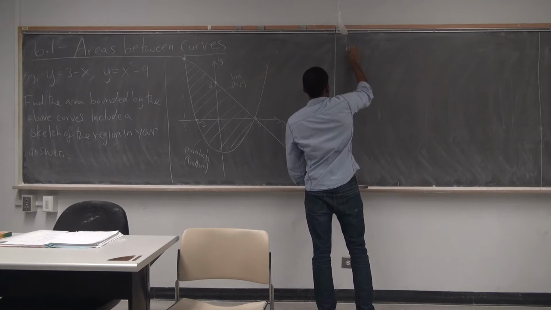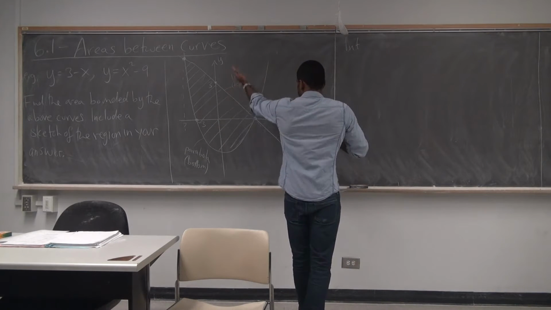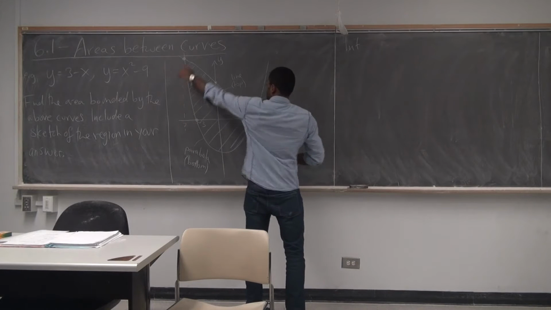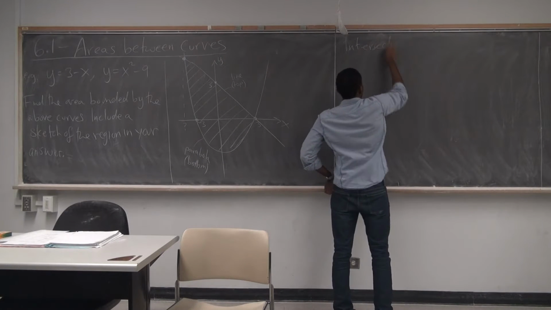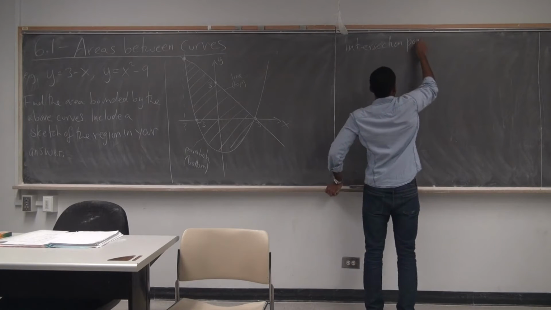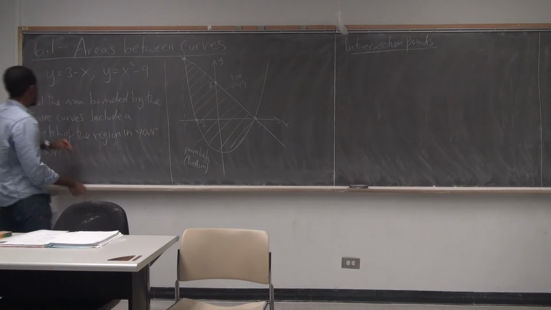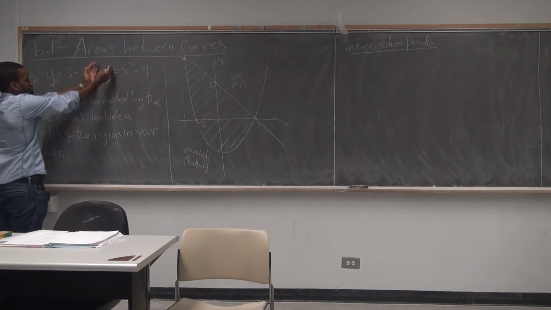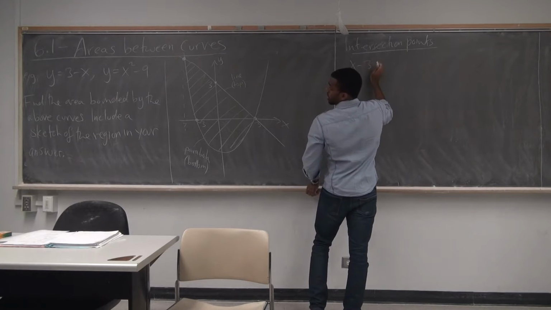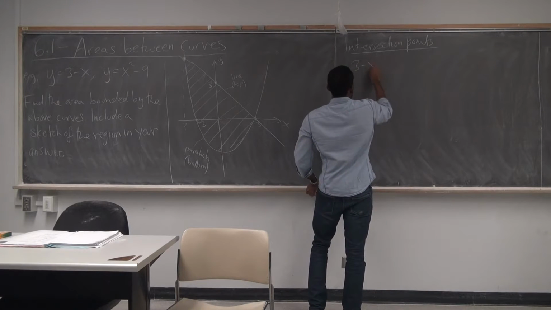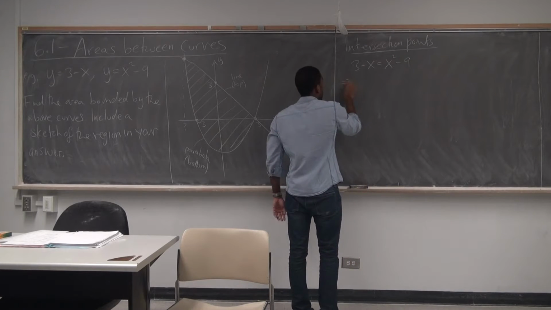So once you have a sketch, the sketch tells you who's the top and the bottom. Now you need to find the limits. You know the limits are where they intersect, so you find the intersection points, which basically means you're going to plug one function into the other. So I can take y equals this and plug it into the y here. So 3 minus x equals x squared minus 9. How do I solve that?